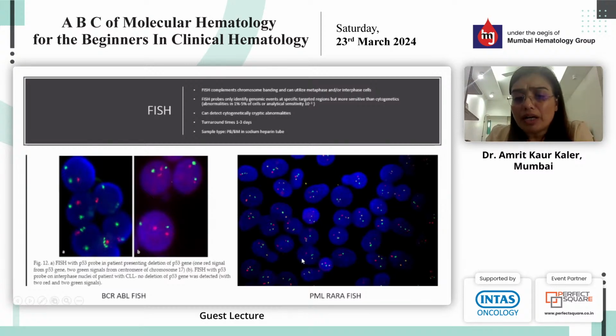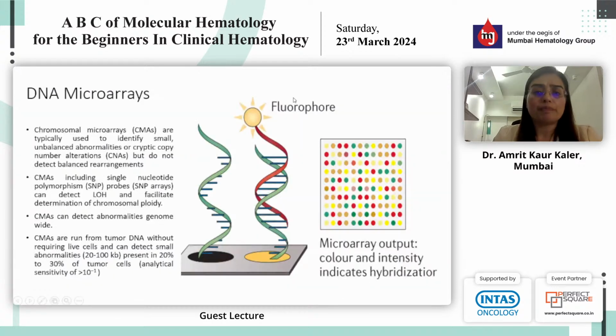Then in the PML-RARA, you can see the fusions here. 1 green, 1 red, and then you have a mixed color. There are 2 fusions and 1 green and 1 blue. So it means PML-RARA is positive. Then you have to talk about the number of cells in which they are positive, and it can detect the cryptic abnormalities. And yes, you can identify the specific targeted regions.